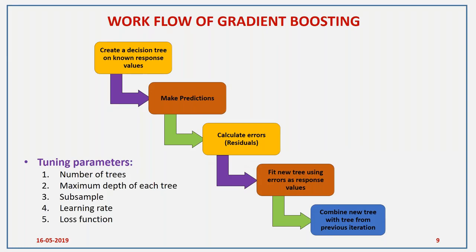So in gradient boosting, we fit the decision trees and we allow it to make predictions. Once the predictions are made, we can calculate the errors, which are the residuals. So we fit the next tree based on the errors that we have got from the previous tree. In the second step, we will be combining the new tree with the tree from the previous iteration.